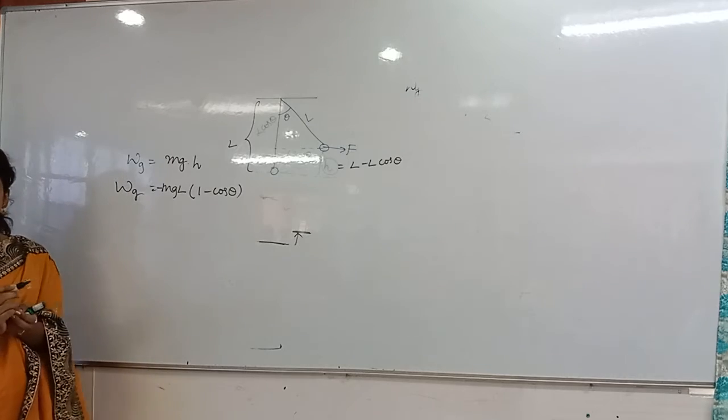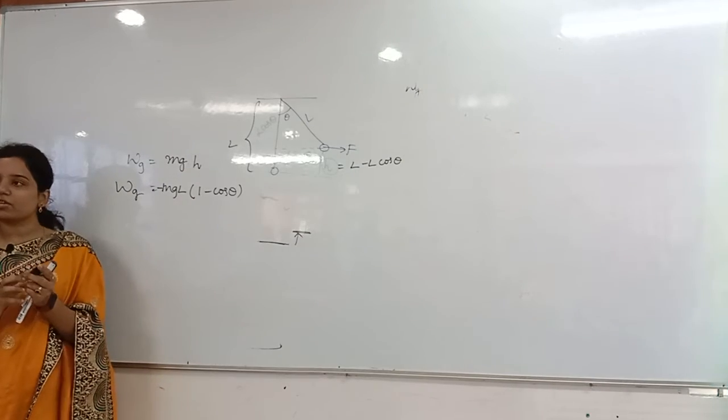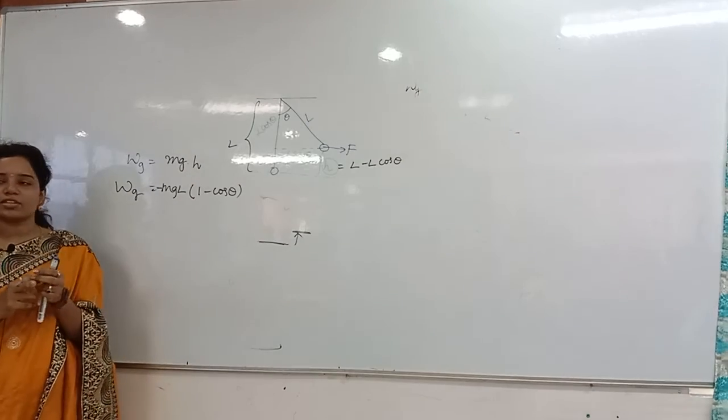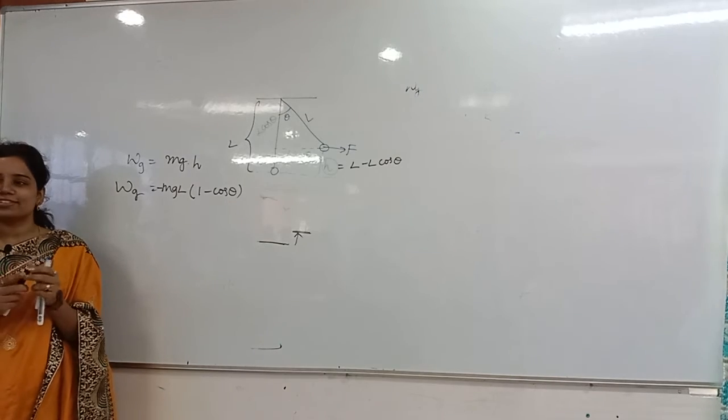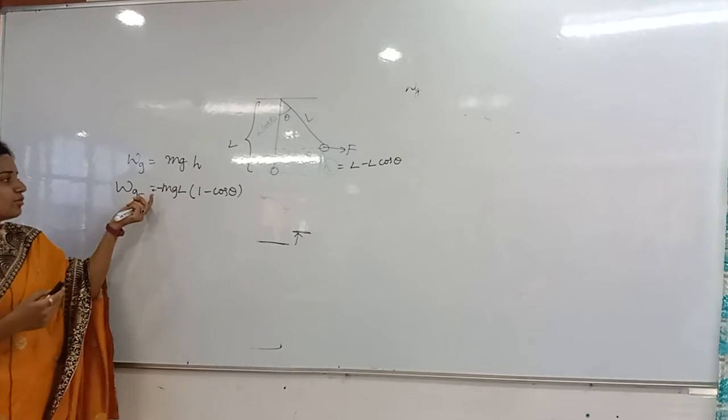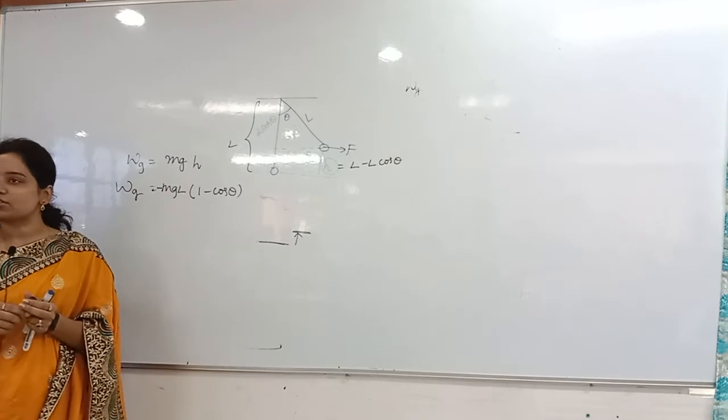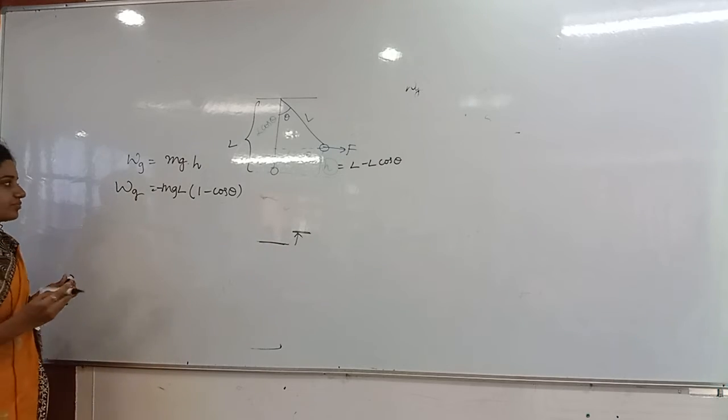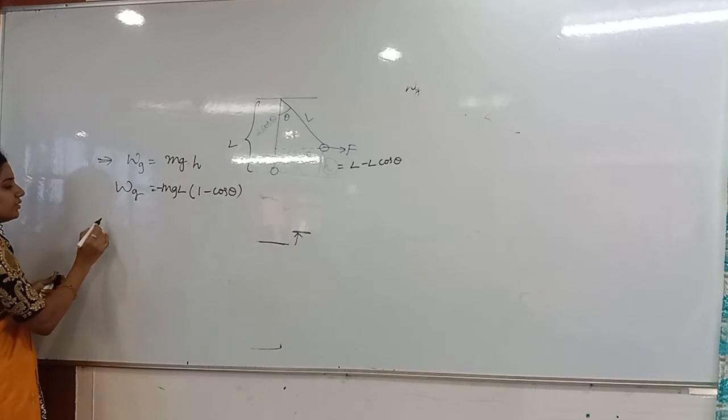Anybody got this answer? Yes, anybody got that? No. Arun got that, but without calculating he got it. Simply like that he said. So minus mgl into 1 minus cos theta. Next question is what I am asking?